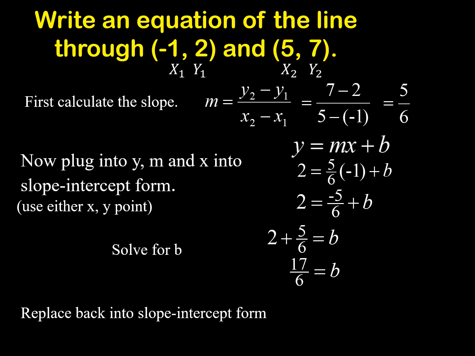or the y-intercept. Now, let us replace back into slope-intercept form. So y is equal to 5 over 6x plus 17 over 6. You just need to substitute the value for your slope, which is 5 over 6, and then your y-intercept, which is equal to 17 over 6, into the slope-intercept form. Y is equal to mx plus b.